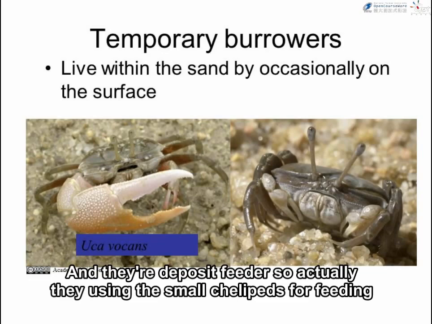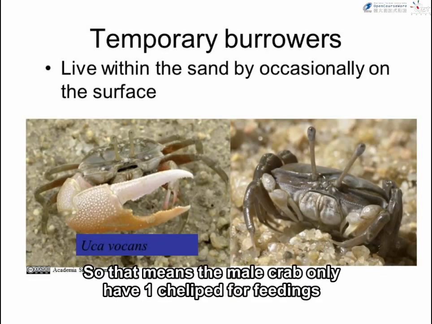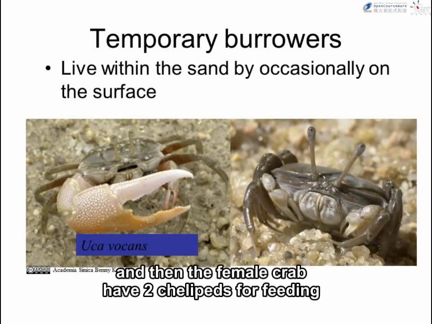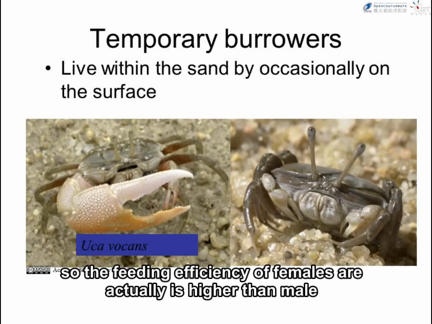And for the deposit feeder, they're actually using the small chelae for feeding. That means the male crab only has one chelae for feeding, and the female crab has two chelae for feeding. So the feeding efficiency of females is actually higher than males.